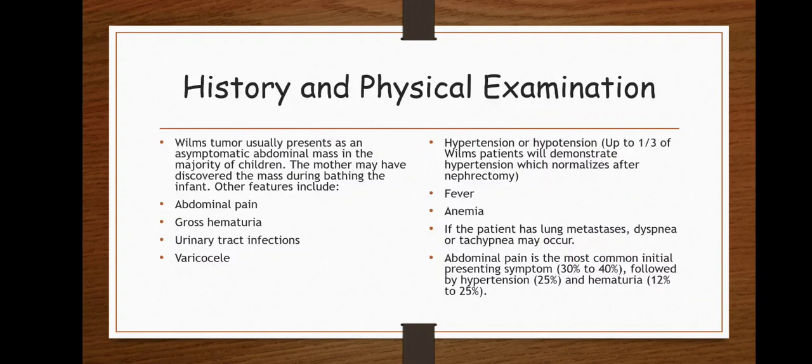So of notice, up to one-third of Wilms patients will demonstrate hypertension, which normalizes after nephrectomy. Then fever, anemia. If the patient has lung metastasis, dyspnea or tachypnea may occur. Abdominal pain is the most common initial presenting symptom in about 34 to 40%, followed by hypertension in 25% and hematuria about 12 to 25%.